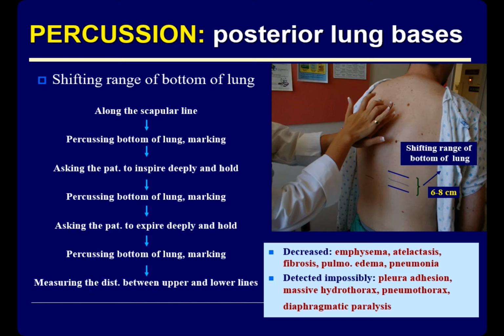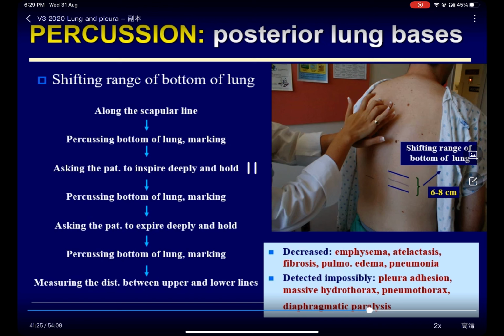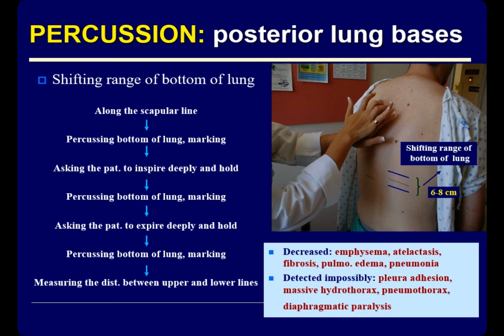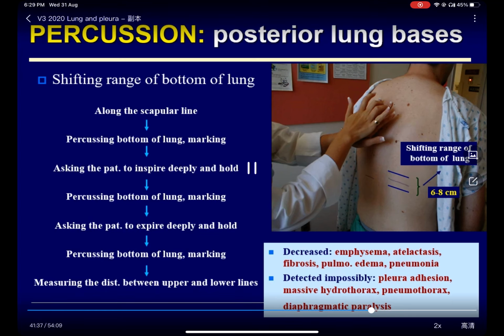Lastly, measure the distance between the upper and the lower lines. A decreased range of the posterior lung base indicates emphysema, atelectasis, fibrosis, pulmonary edema, and pneumonia. If it is impossible to detect, it indicates pleural adhesion, massive hydrothorax, pneumothorax, and diaphragmatic paralysis. The normal shifting range of the bottom of the lung is 6 to 8 cm.